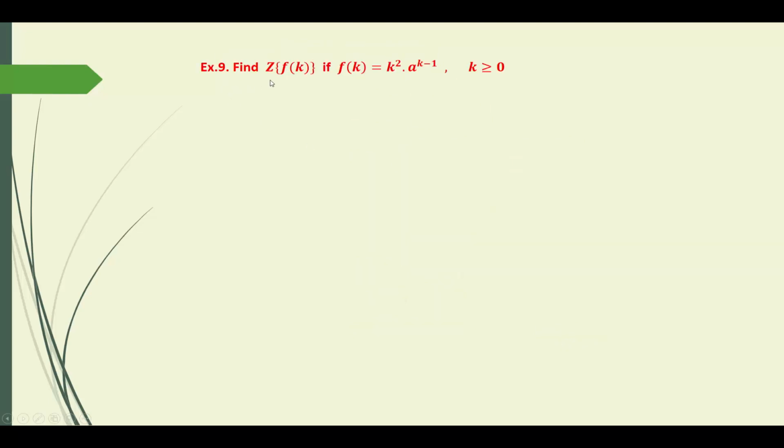Example number 9. Find z transform of f of k, if f of k equal to k square a raised to k minus 1 for all k positive. We know that if f of k is a causal sequence, meaning for k positive, then the sequence is called causal sequence. Z transform of f of k minus n equal to z raised to minus n into capital Fz.